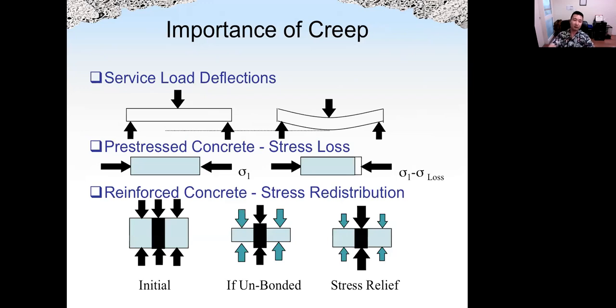For example, the deflection under surface load over the long term can be very large, and it can also cause loss of pre-stress in the pre-stressed rebar. It can also cause stress redistribution in this reinforced concrete beam. For example, the concrete will creep, so the rebar, which is the black area, will take more load, and the stress will be relieved in the concrete.